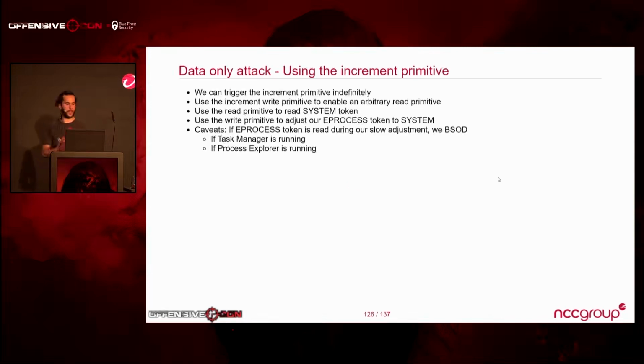This is a standard technique, but basically we used the increment to replace our process token with the system token. So we basically use the increment to build an arbitrary read primitive. We leak the system token, and then we use the write primitive to override our EPROCESS token.